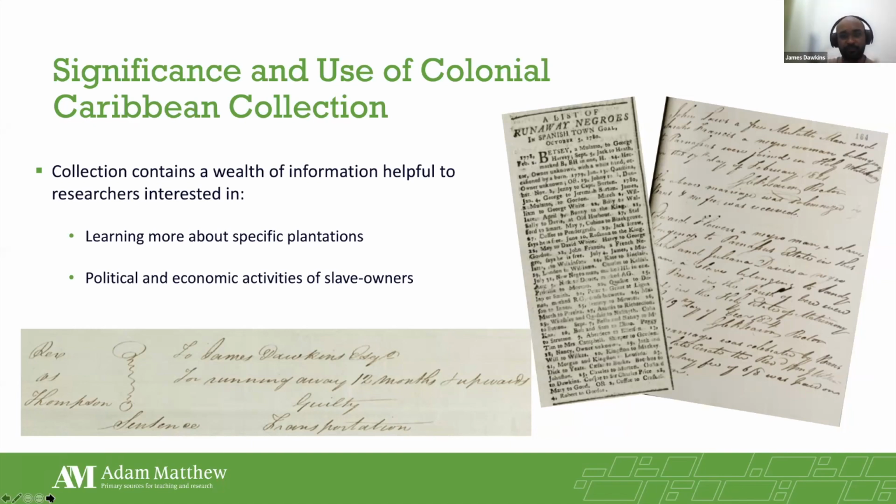And the bottom manuscript, the long rectangular strip at the bottom of the screen of my slide, is a manuscript, or part of a manuscript, that lists an enslaved man simply named as Thompson, who was tried in a so-called slave court in Jamaica in 1817 for running away. He was found guilty and he was sentenced to transportation to another colony.